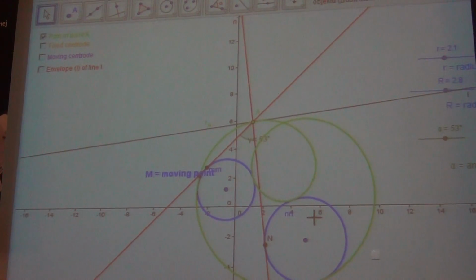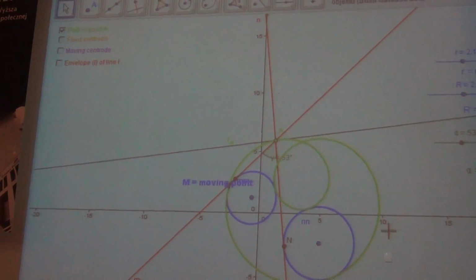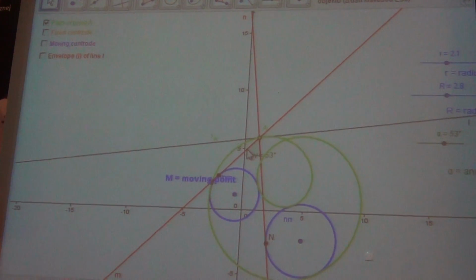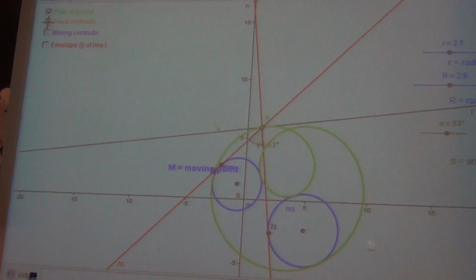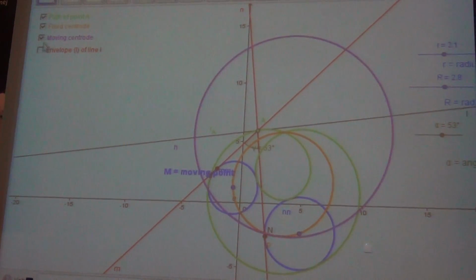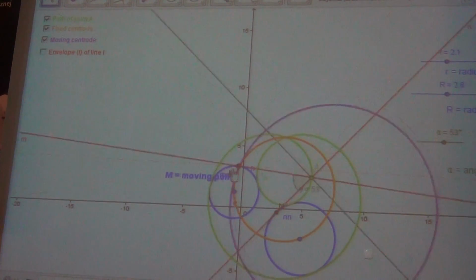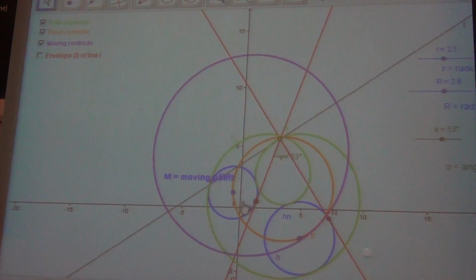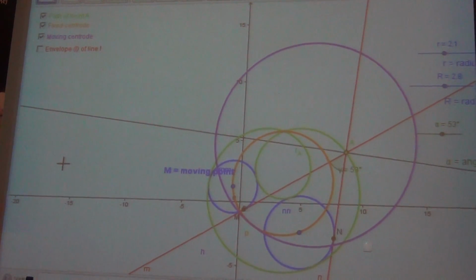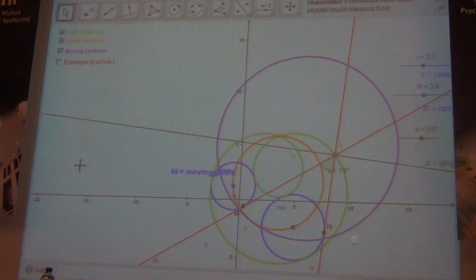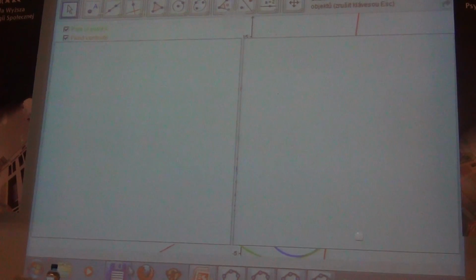As I said, this motion is determined by two envelopes, two circles, and we can also find the fixed centroid and moving centroid. If I move the point, we can change this motion for the moving centroid on the fixed centroid. So it can be the last example.